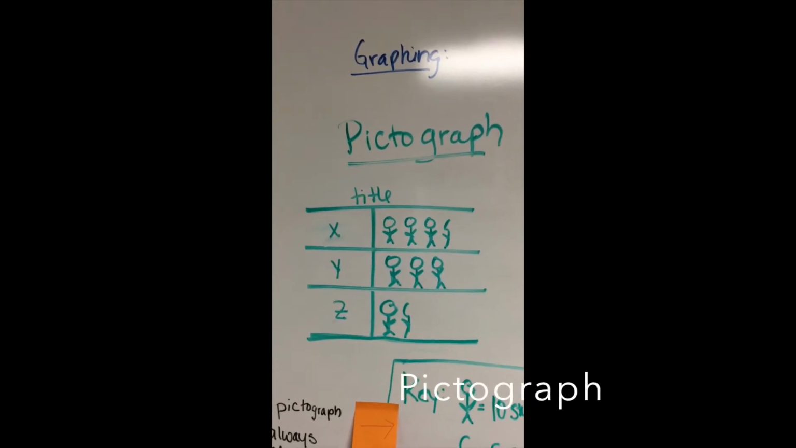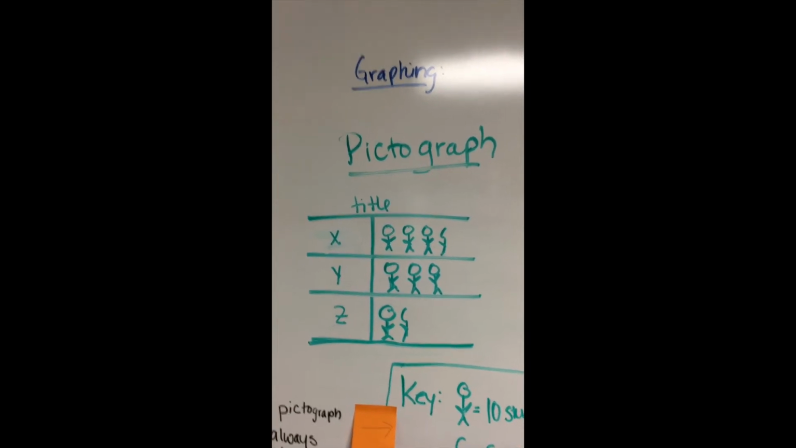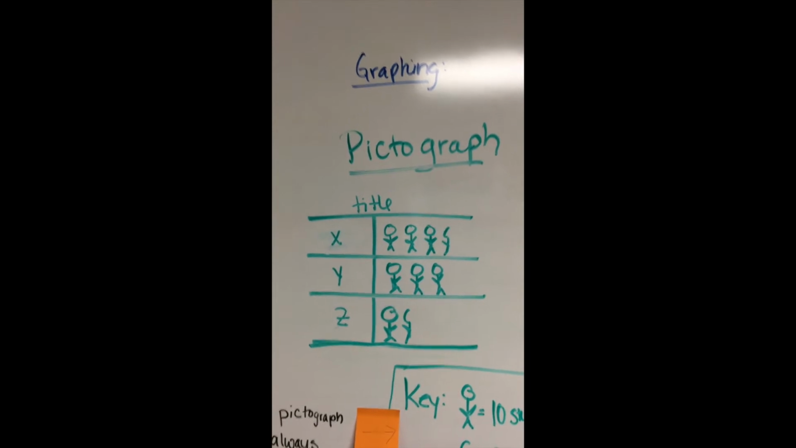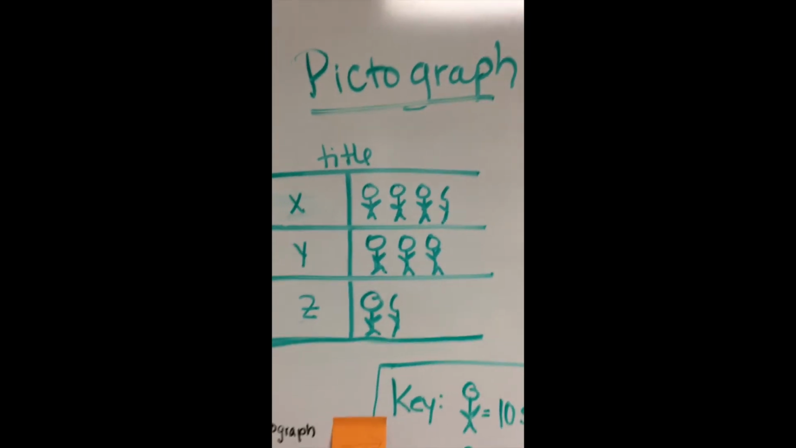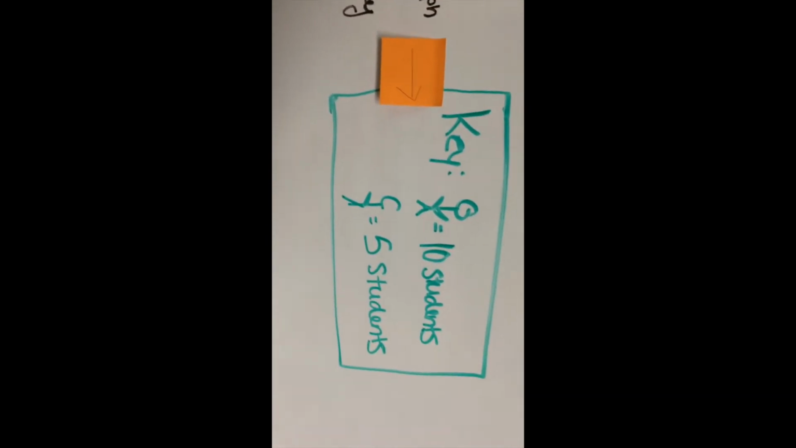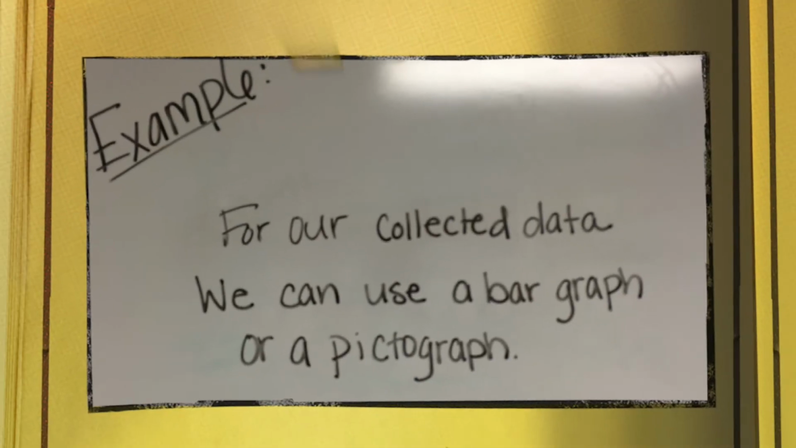The last graph that we'll be taking a look at today is a pictograph. A pictograph is a graph that uses pictures to represent the numbers or the data that you've collected. Don't forget that for a pictograph, you always need a key. For this graph, we used a key that looks like this. A whole person equals 10 students, whereas a half of a person equals 5 students.